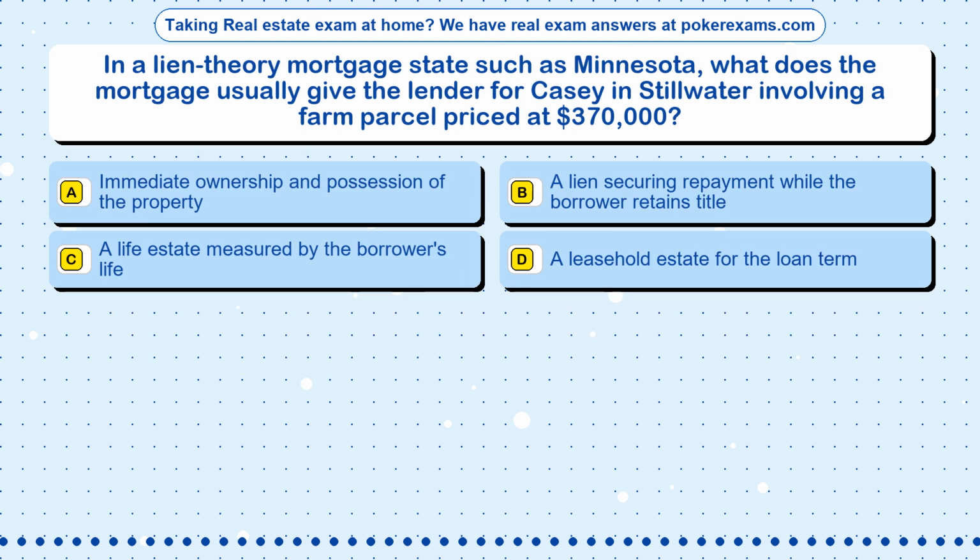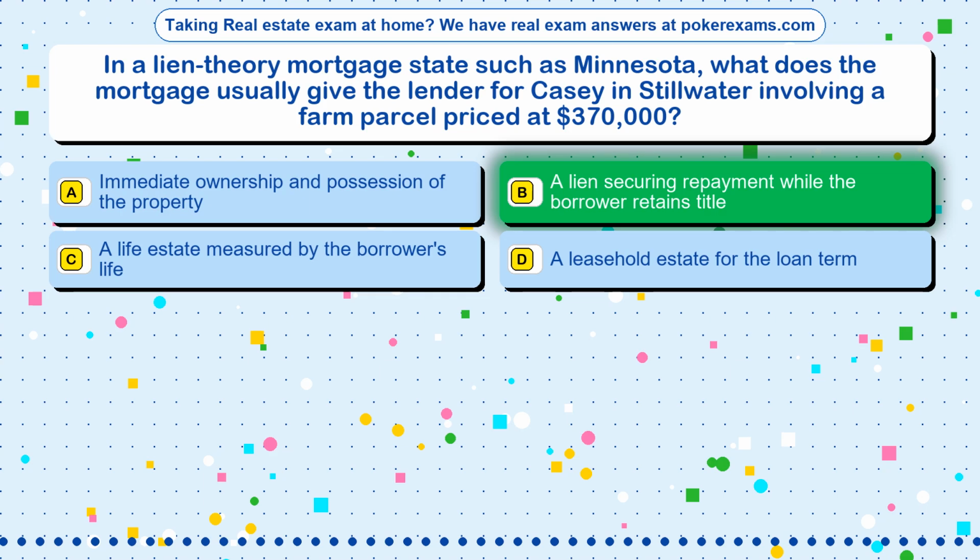Question 98. In a lien theory mortgage state such as Minnesota, what does the mortgage usually give the lender for Casey in Stillwater involving a farm parcel priced at $370,000? Option A. Immediate ownership and possession of the property. Option B. A lien securing repayment while the borrower retains title. Option C. A life estate measured by the borrower's life. Option D. A leasehold estate for the loan term.